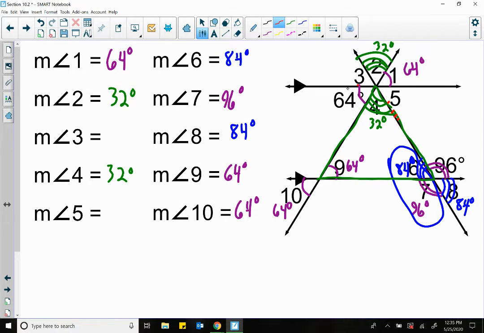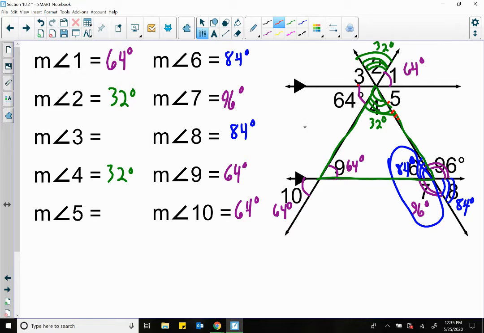Or if you look right here, 64, 32, and angle 5 make up 180 degrees, kind of like a large linear pair made up of 3 angles. So we could take 180 minus 64 minus 32, and that will give us angle 5, and then use vertical angles to get angle 3.